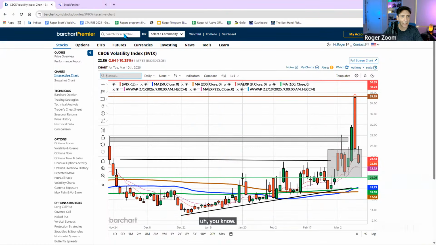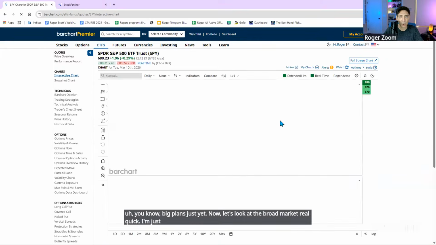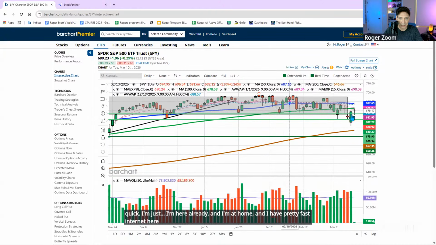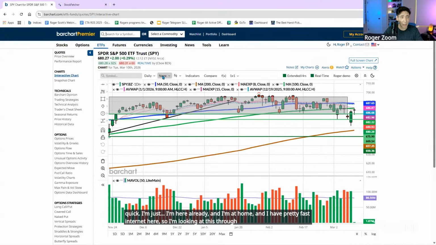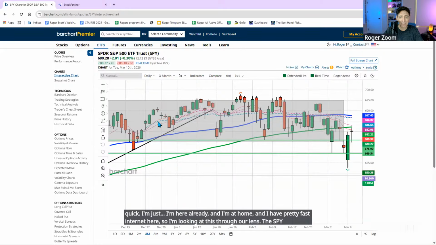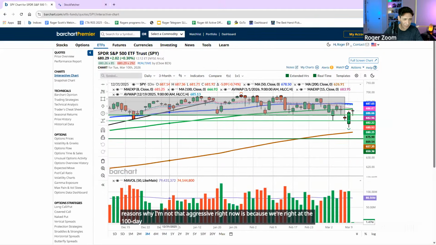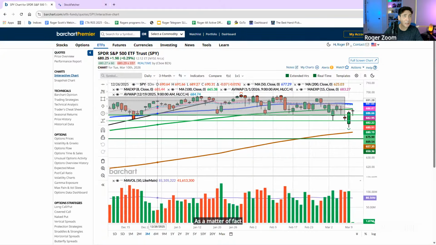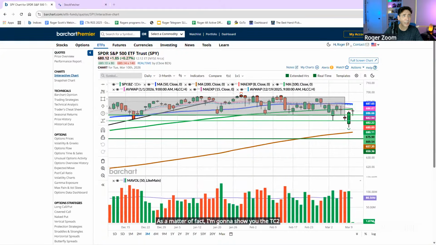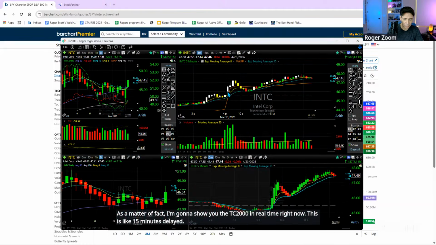Now let's look at the broad market real quick. I'm at home, and I have pretty fast internet here, so I'm looking at this through our lens. The SPY, and one of the reasons why I'm not that aggressive right now is because we're right at the 100-day moving average. I'm going to show you the TC2000 in real time right now. This is about 15 minutes delayed. This is in real time.